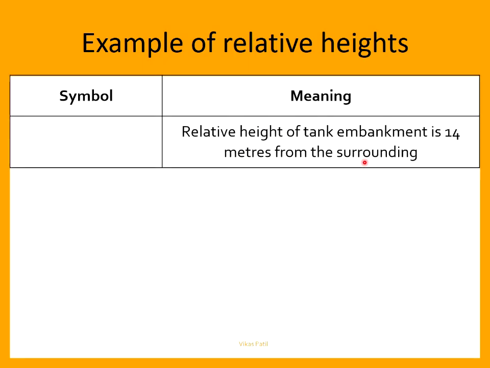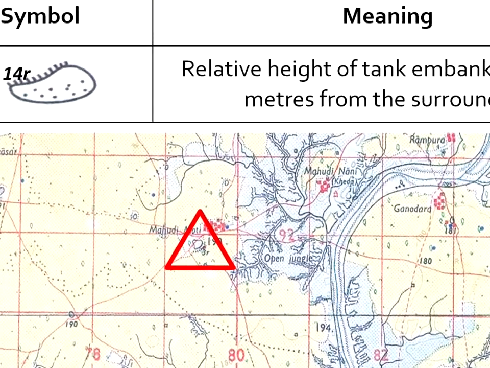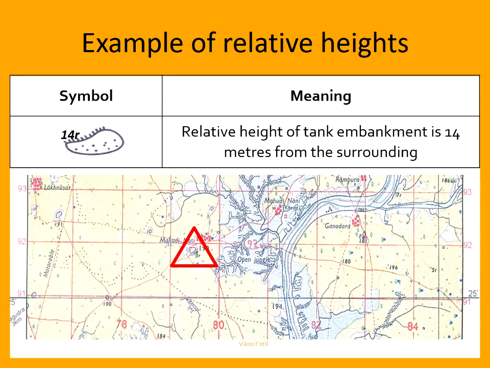The next is relative height of the dry tank embankment. You see the symbol here, this symbol represents embankment. So this is a man-made tank. So 14R represents the relative height of the tank embankment, which is 14 meters from the surrounding. Let's look at an example here. You see a dry tank with embankment and 3R written next to it. So that means the relative height of the tank embankment here is 3 meters from the surrounding.